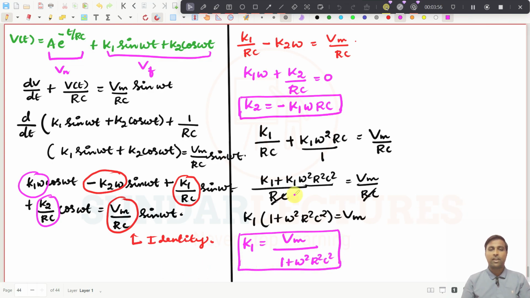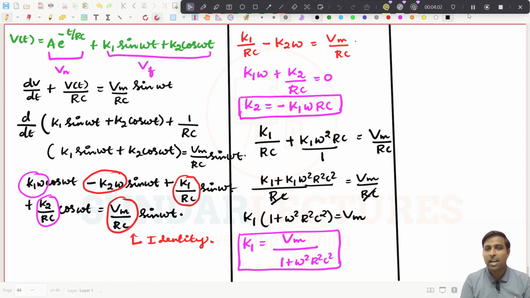And if I substitute this k1 here, I will get the value of k2, right? So I will directly substitute this value now, because I don't need to go further. So k2 will now be equal to minus k1 into omega Rc, right?